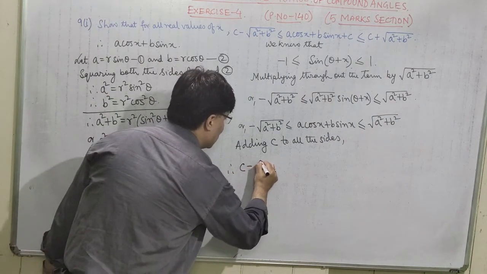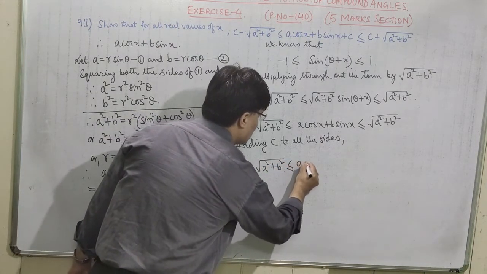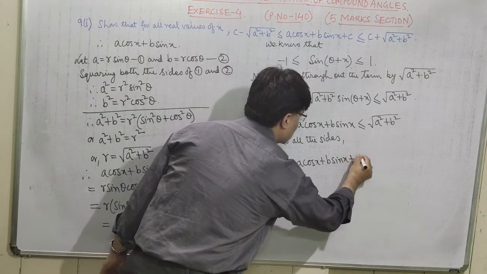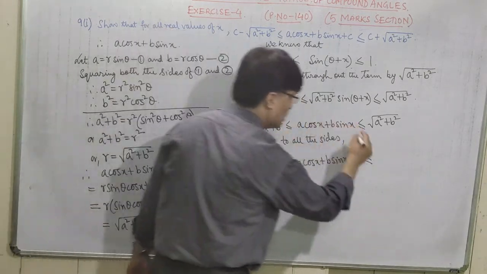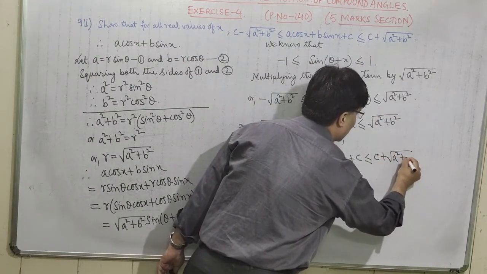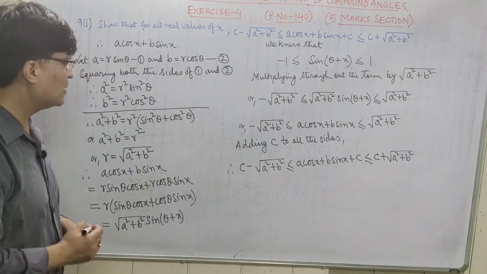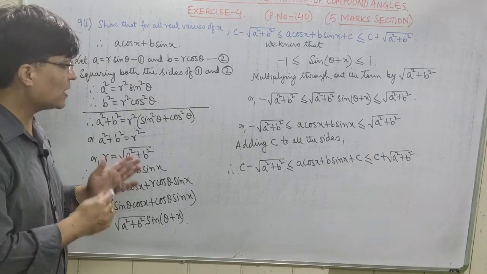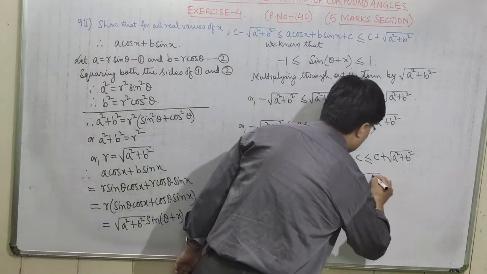Therefore, c minus root over a square plus b square less than or equal to a cos x plus b sin x plus c less than or equal to what? You have to add c on the third term also, that is c plus root over a square plus b square. So we have done it. Okay, so we have proved that c minus root under a square plus b square less than or equal to a cos x plus b sin x plus c less than or equal to c plus root under a square plus b square. So it is done, proved.